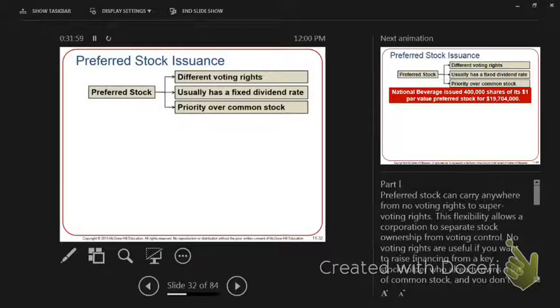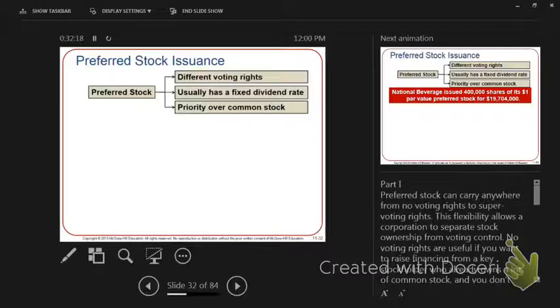Some things that are typical: they have different voting rights. Now this has been clarified in the new edition. The old book, the old edition, actually said no voting rights. There are some preferred stocks where you do get to vote. A lot of preferred stocks have no voting rights. It depends on the stock.